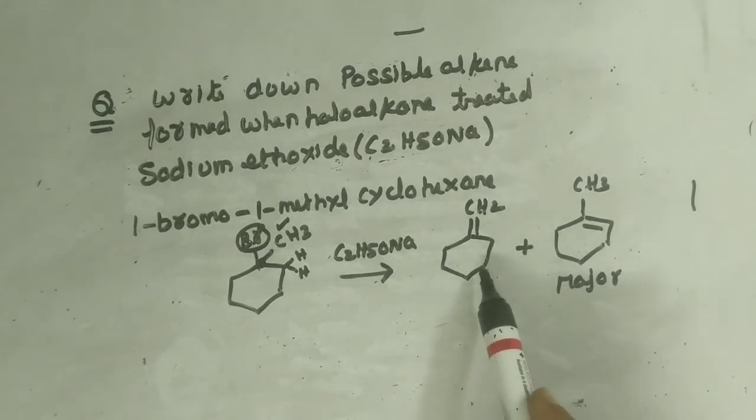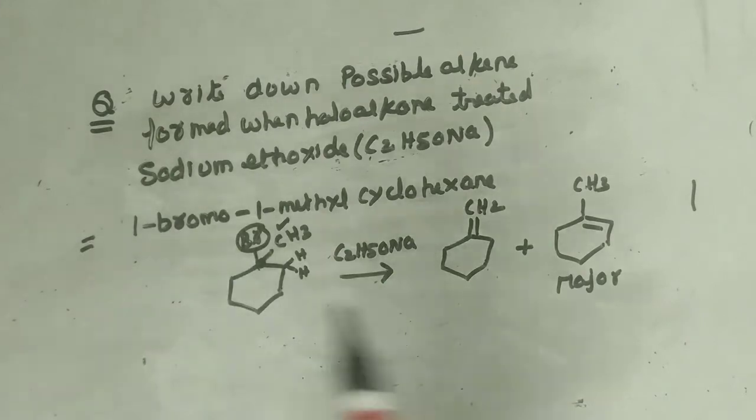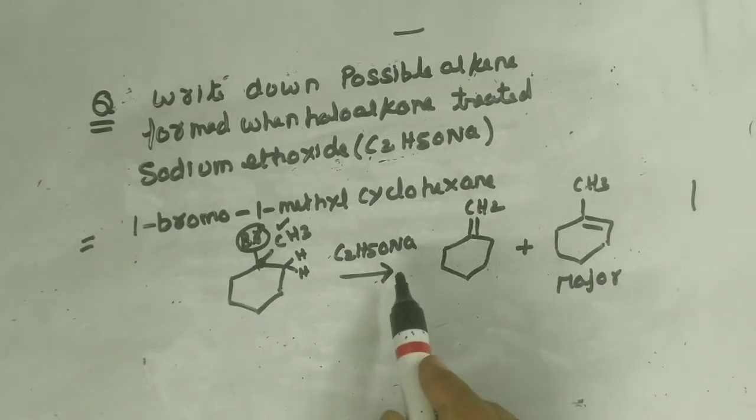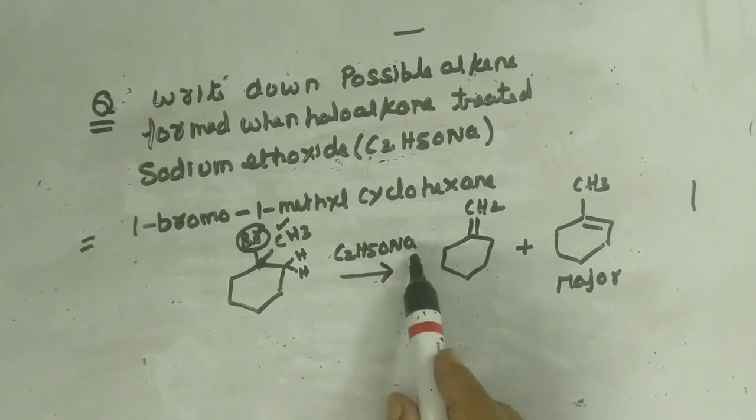So this was the first example: 1-bromo-1-methylcyclohexane undergoing dehydrohalogenation. And what is the reagent we have used? We have used sodium ethoxide.